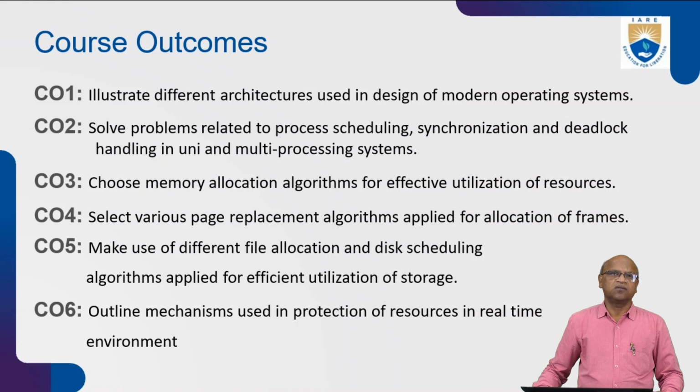After completion of this course, these are the outcomes of these topics. Distinguish different architectures used in the design of modern operating systems. Solve problems related to process scheduling, synchronization, and deadlock handling in uni-processor and multi-processing systems. Choose memory allocation algorithms for effective utilization of resources. Select various page replacement algorithms applied for allocation of frames. Make use of different file allocation and disk scheduling algorithms applied for efficient utilization of storage. Outline mechanisms used in protection of resources in a real-time environment.